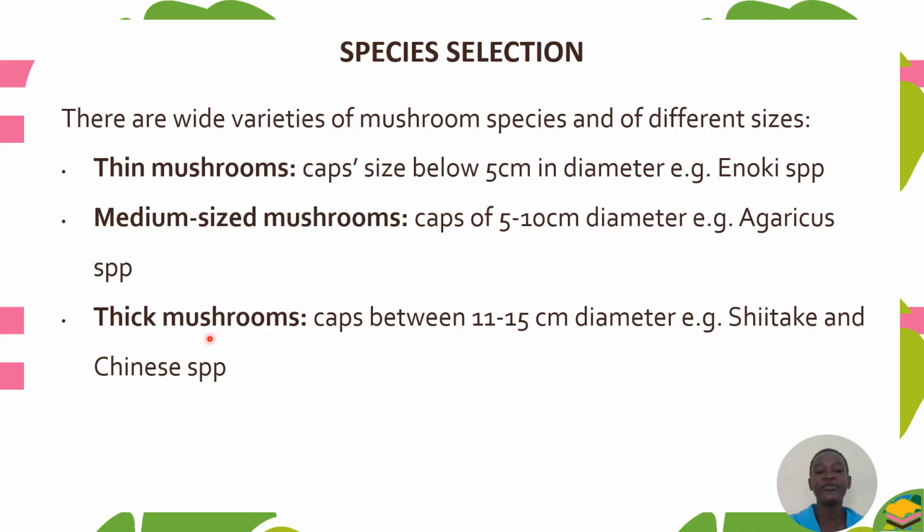Then we have thick mushrooms. Their cups range between 11 to 15 centimeters in diameter, or even above 15 centimeters in diameter. We have good examples of the species like Shiitake and Chinese species.